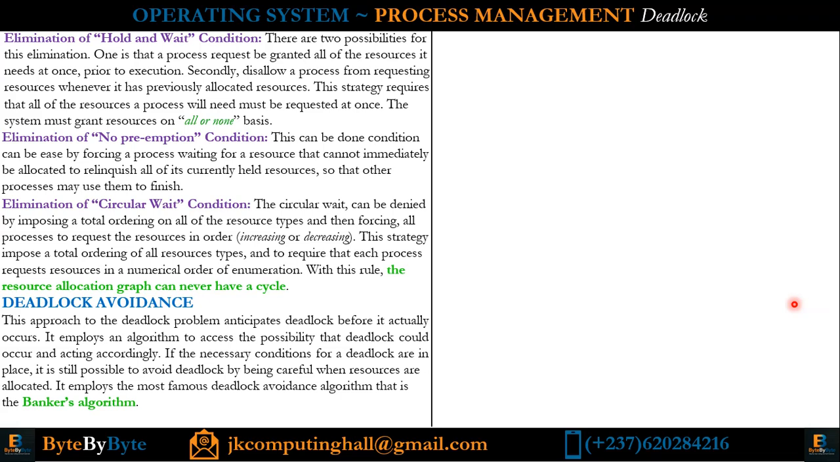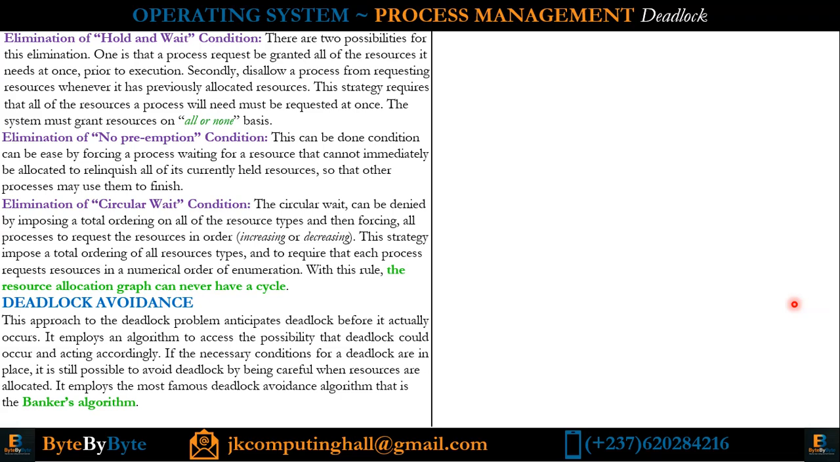Coming now to deadlock avoidance. This approach to the deadlock problem anticipates deadlock before it actually occurs. That's why we say deadlock avoidance. In deadlock prevention, we make everything possible in order not to have the deadlock. But in deadlock avoidance, we anticipate, in other words, we can have deadlock here, but we make it in such a way that we do not arrive at that particular state.